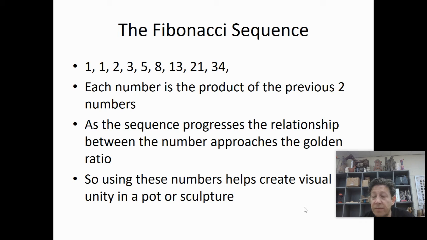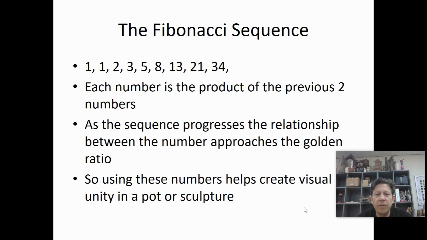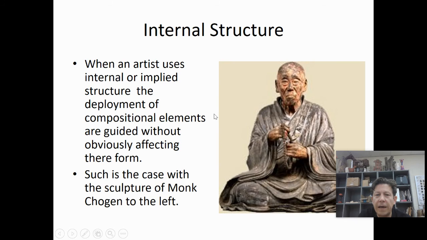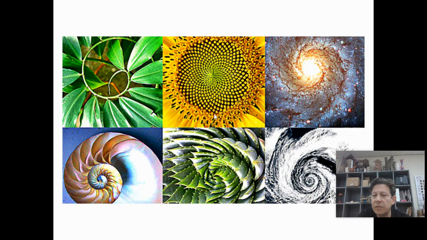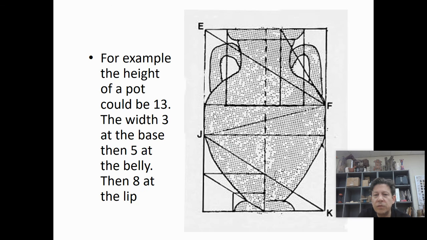So if you were to use those numbers to design a pot, which is your next assignment, you could say that I want the height of this to be 13, but at the bottom, I want it to be 3, and at the belly, I want it to be 5, and then at the lip, I want it to be 8. And just by using those numbers from the Fibonacci sequence, you start to approach the golden ratio. As the numbers go up, you will see that if you divide 34 by 21, you get closer and closer to that 1.618 number. However, you could do it with any number. You don't have to use the Fibonacci sequence to do so.